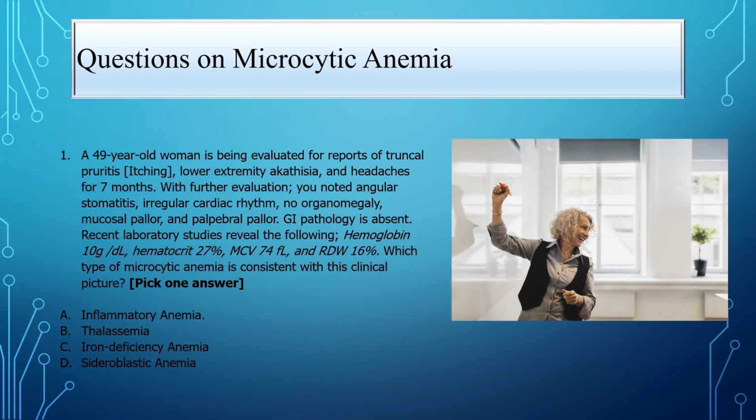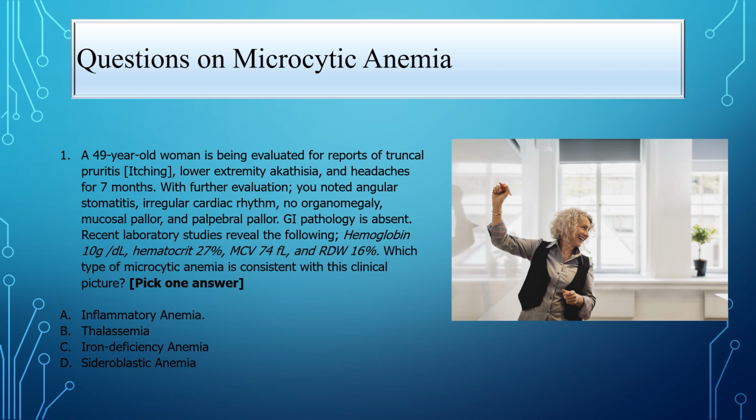So we have Betty here, who is a fun-loving teacher, a 49-year-old woman who is being evaluated at your office for reports of truncal lower extremity akathisia, and headaches for 7 months. As you further assess and evaluate her and you perform your physical assessments, you noted angular stomatitis. You noted irregular cardiac rhythm, no organomegaly, mucosal pallor, and palpebral pallor.